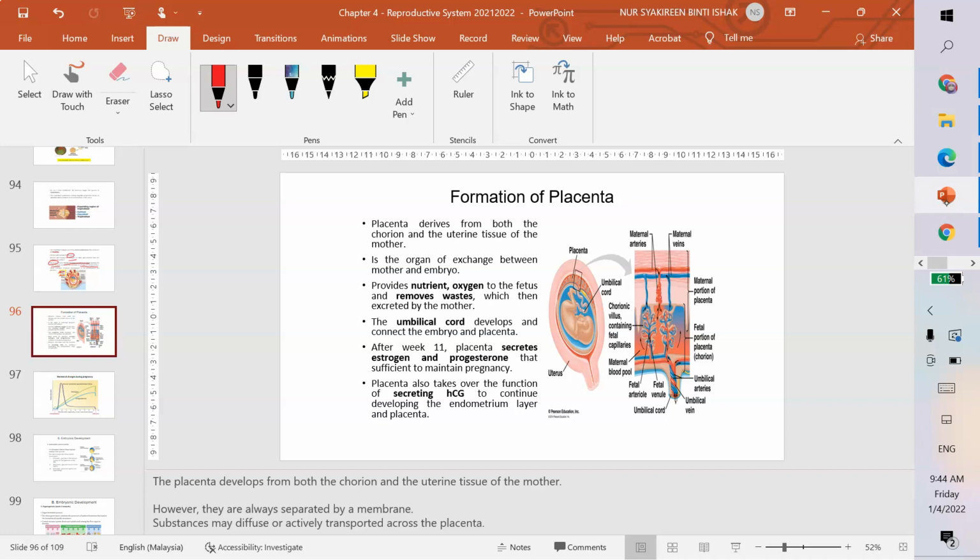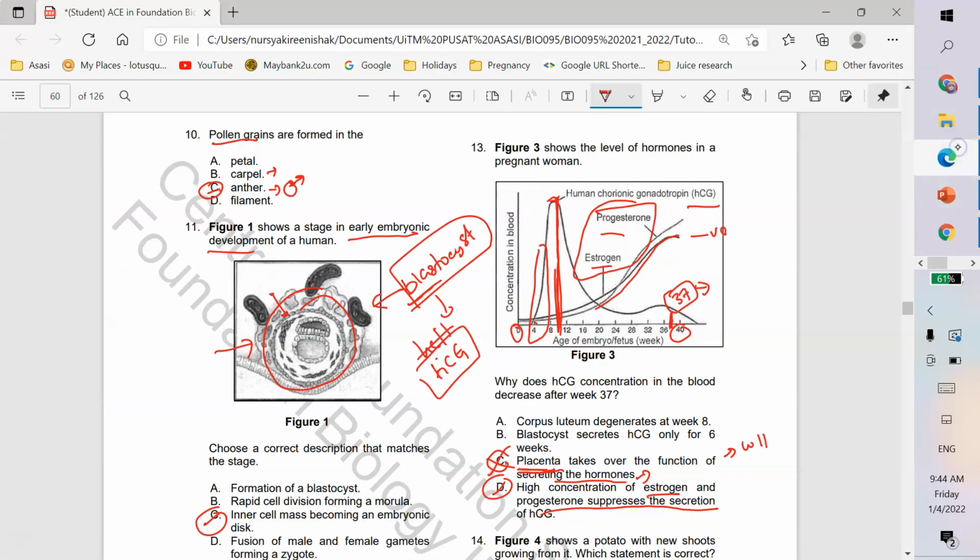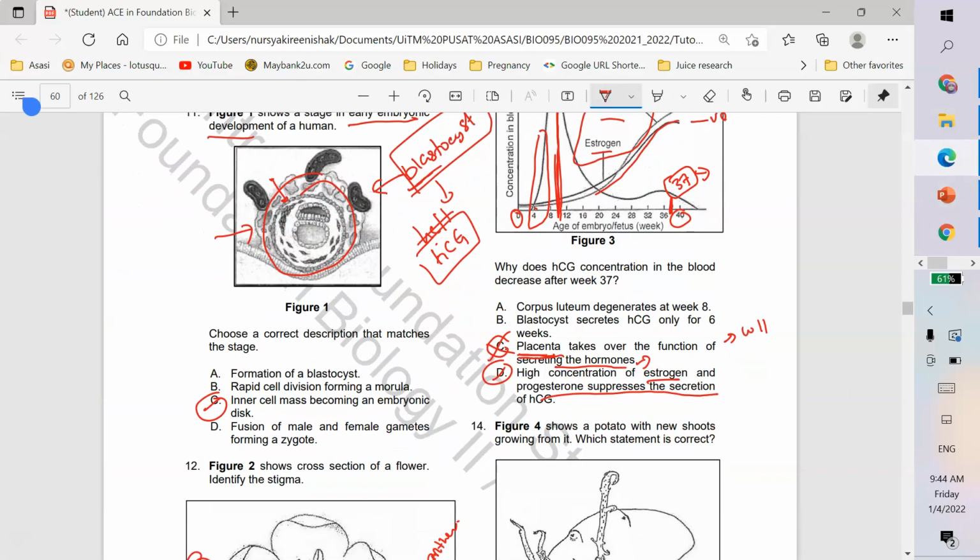Buat ni. Okay. Alright. In this slide. Okay. So thank you, Afifah. Next is Alia, number 14.